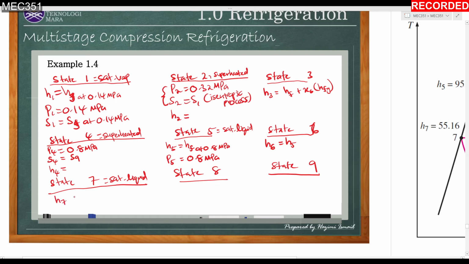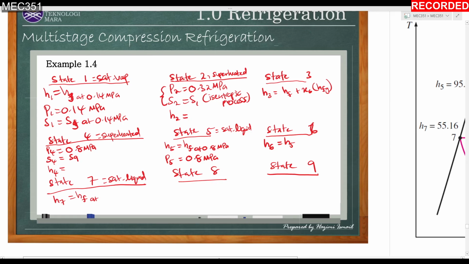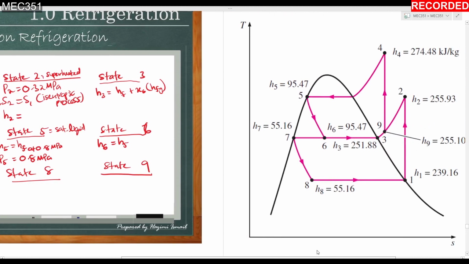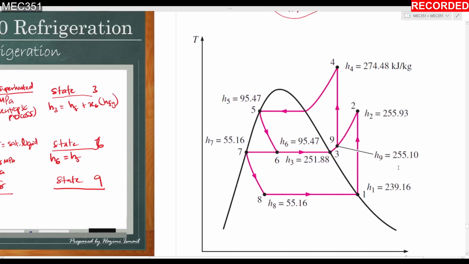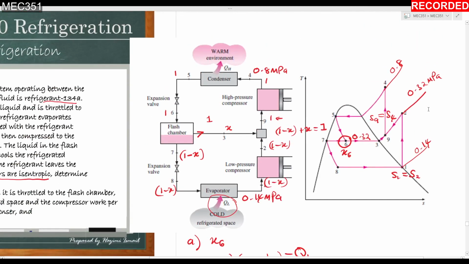So H7 equal to HF at that temperature. So state 7, the pressure at 7 is equal to 0.32 MPa. Okay, here 0.32.